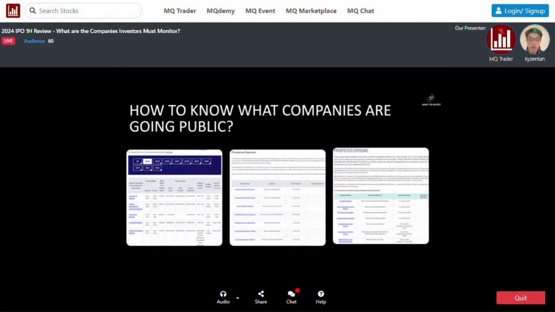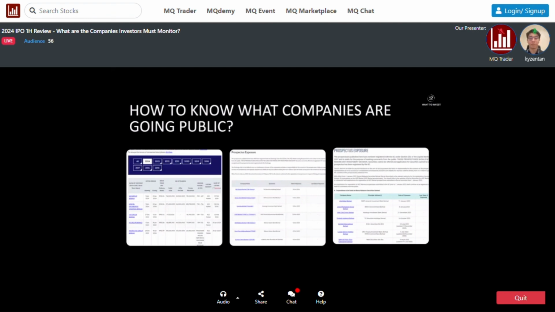So how do you get access? Very simple. Just type in prospectus exposure, Bursa or SC, then you can get access to it. You can read the prospectus earlier, and you might have an advantage over other people, right?